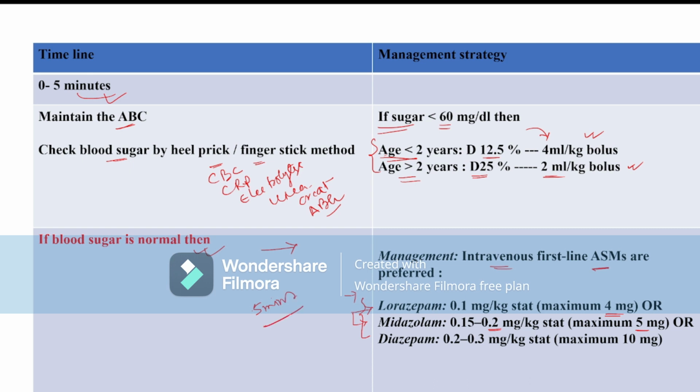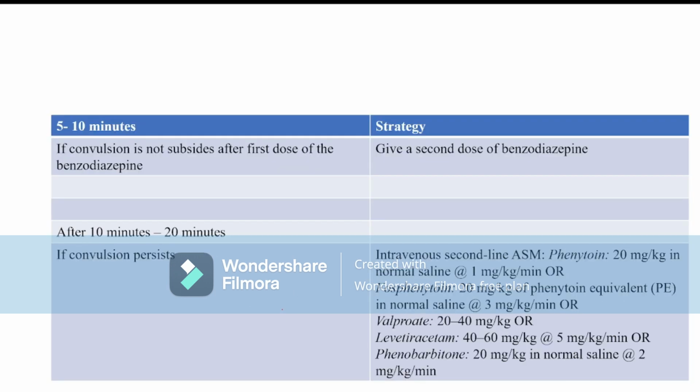So after 5 minutes, if the seizure is not controlled, if the seizure has not subsided after the first dose of benzodiazepine, you can give a second dose of benzodiazepine. That means you can give a second dose of lorazepam or midazolam. After 10 minutes and up to 20 minutes, if the seizure has not subsided, if the seizure persists, then you go for the second line of anti-epileptic drug.